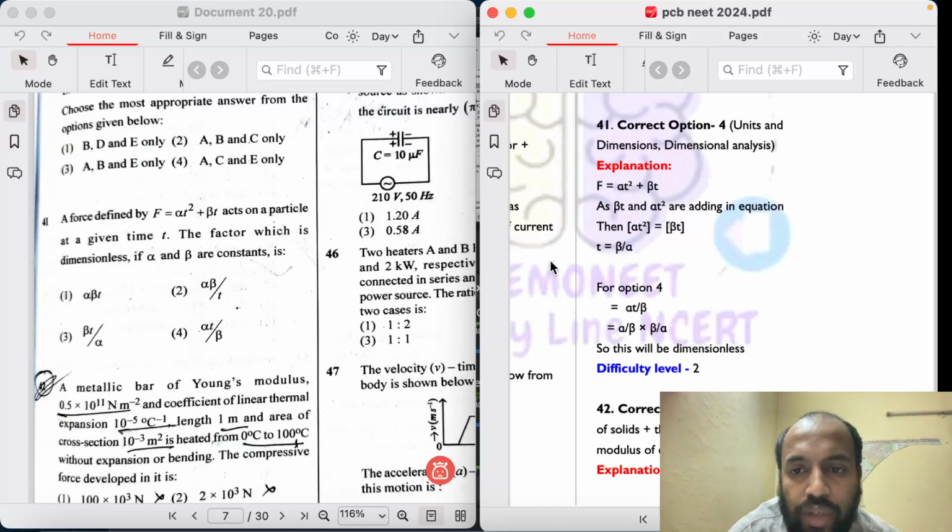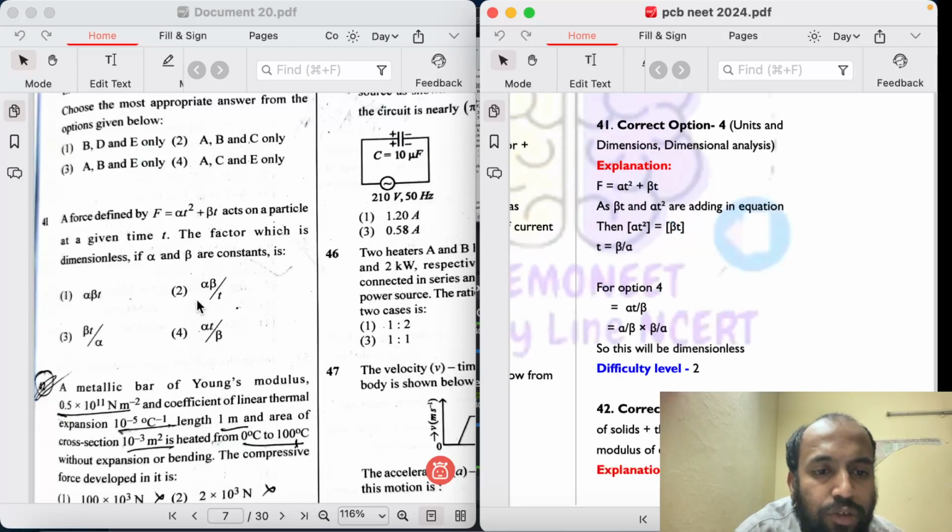So let's just look into the options, dimensional analysis. So we have been given F is equal to alpha t square plus beta t. Now using the principle of homogeneity, this should have the dimension of F, this should also have the dimension of F. That means these two must have equal dimensions, right? So that means T must be equal to beta by alpha. If we just equate them, T is equal to beta by alpha.